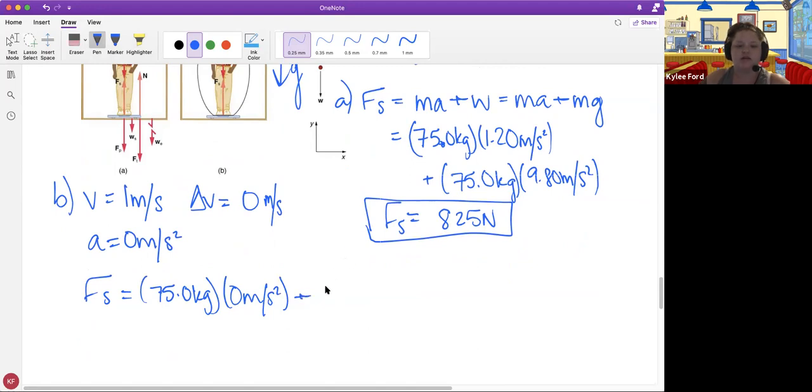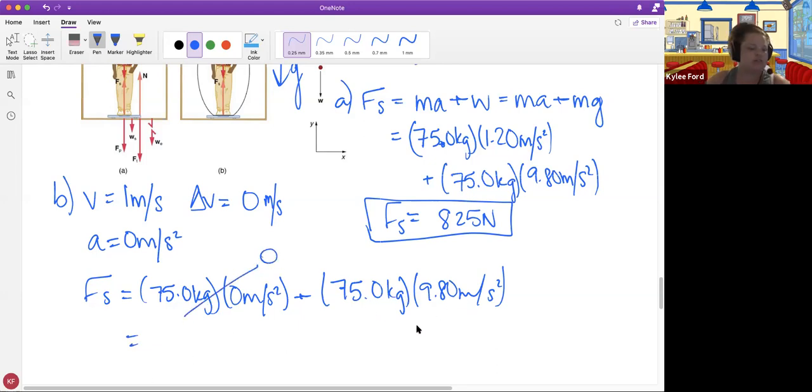Okay, and then add that to 75 kilograms times 9.8, because there's still some acceleration due to gravity, right? There's just not any acceleration due to the elevator. Okay, so then we get 0 plus 75 times 9.8, which leaves us with 735 newtons.